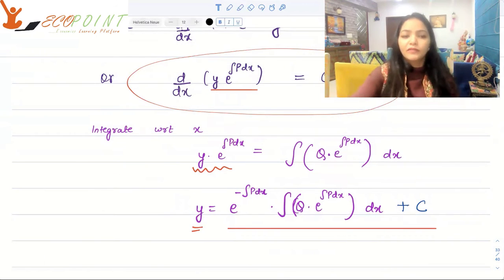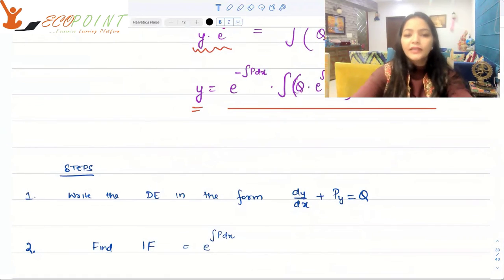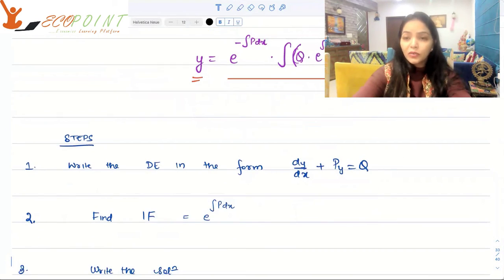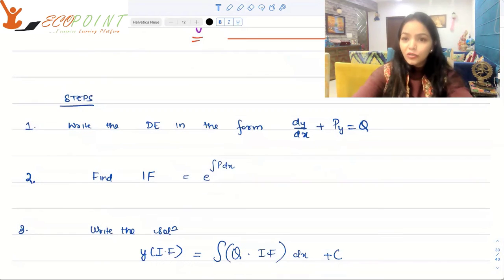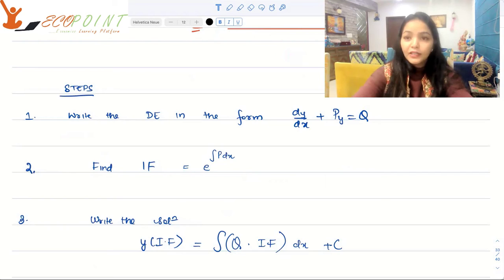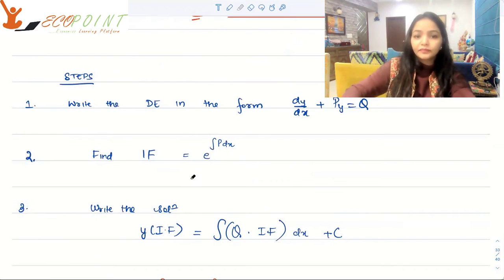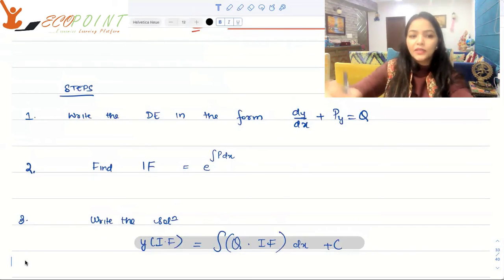So what are the steps involved? Number one, you write your differential equation in terms of linear differential equation, that is dy by dx plus py equals to q. Second, find the integrating factor, IF, e to the power integral p dx. Third, write the solution. Then your solution is y into the integrating factor equals to integral of q into the integrating factor dx, the entire thing, plus constant c. So these are the three steps involved.